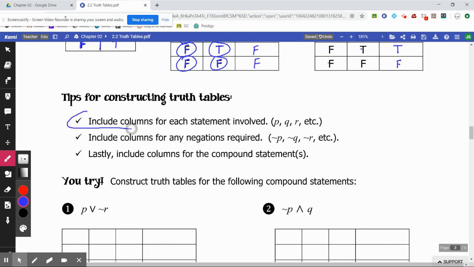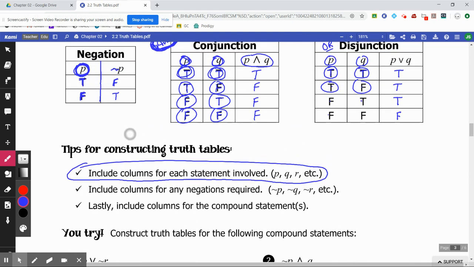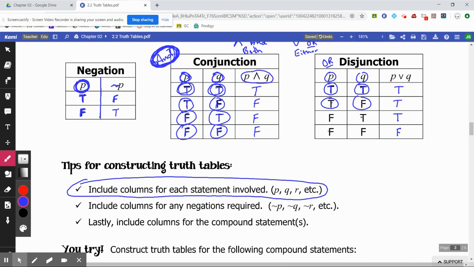You're going to include columns for each statement involved. And that's what's happened here. Here there's a column for, let me erase it so it'll look better, statement P and a column for statement Q. Well, what if there was an R? You'd have another column for statement R.